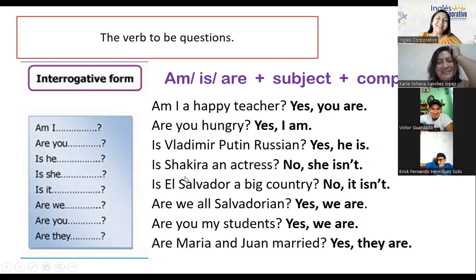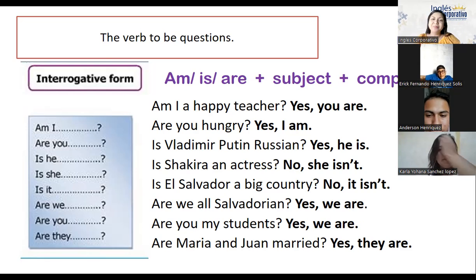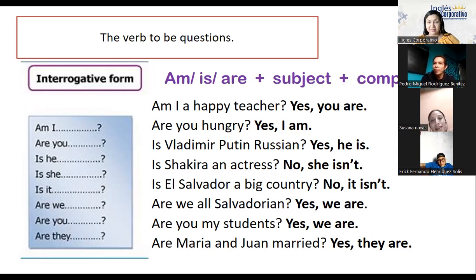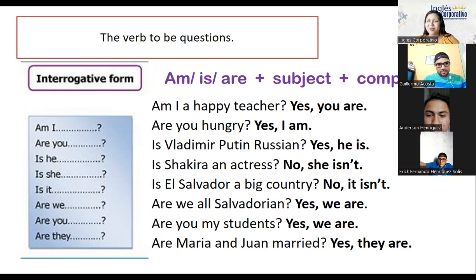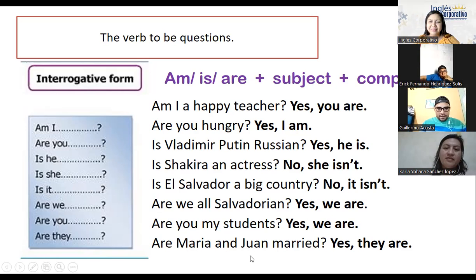Okay. Is El Salvador a big country? No, it isn't. It's very, very small. Are we all, are we all intelligent? Yes, we are. Very intelligent. And happy students. Are Maria and Juan married? Yes, they are. Okay, Maria and Juan.